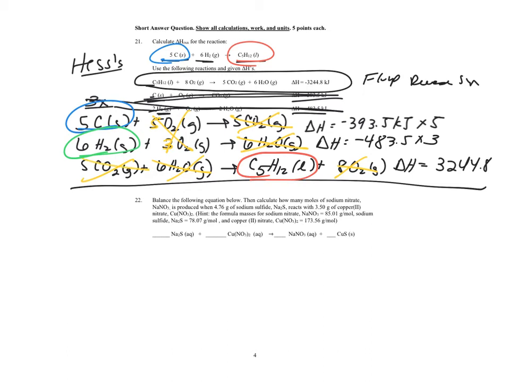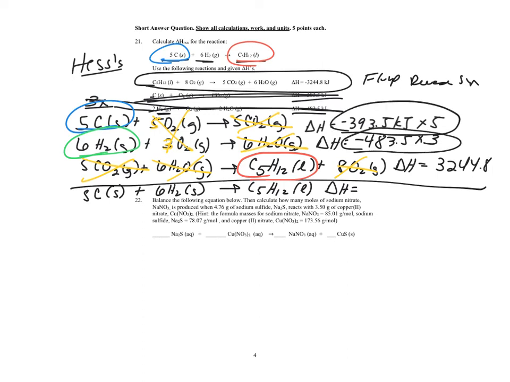So then if you add all this up, you would see that these add up to the same thing. And so when you add all these up, you also add up all your delta H's. And so if you take negative 393 times 5, that times 3, and you add all of these up, you should have gotten negative 173.2 kilojoules.